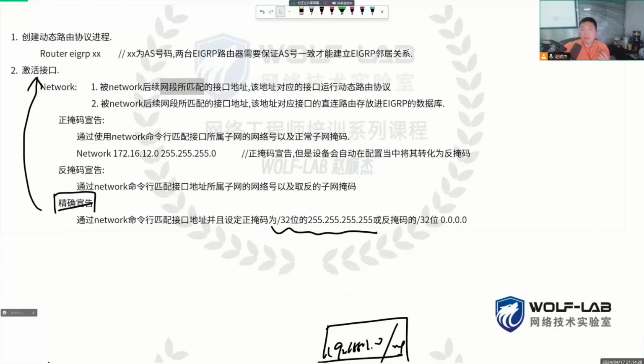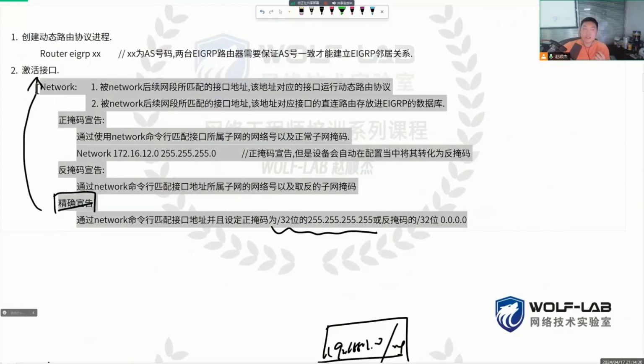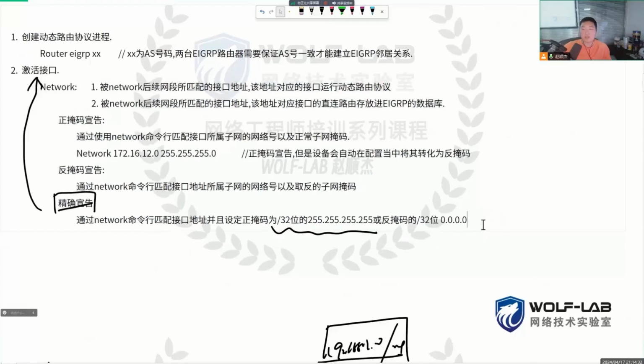We directly enter a certain interface. For example, I want my interface zero to run the dynamic routing protocol OSPF. Then I just do ip ospf 1 area 0 under the interface, and let our interface run such a dynamic routing protocol. No need to find a network segment.